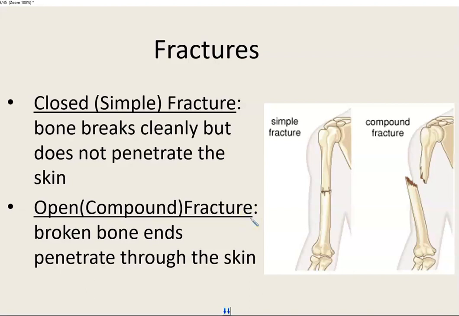So, types of fractures. You're going to hear both these terms. Sometimes it's called a closed fracture and sometimes it's called a simple fracture, so I will use both terms. Closed means that the break in the bone stayed within the skin. You did break the bone, but it hasn't poked through. Sometimes called a compound fracture or an open fracture, then we have penetrated the skin.